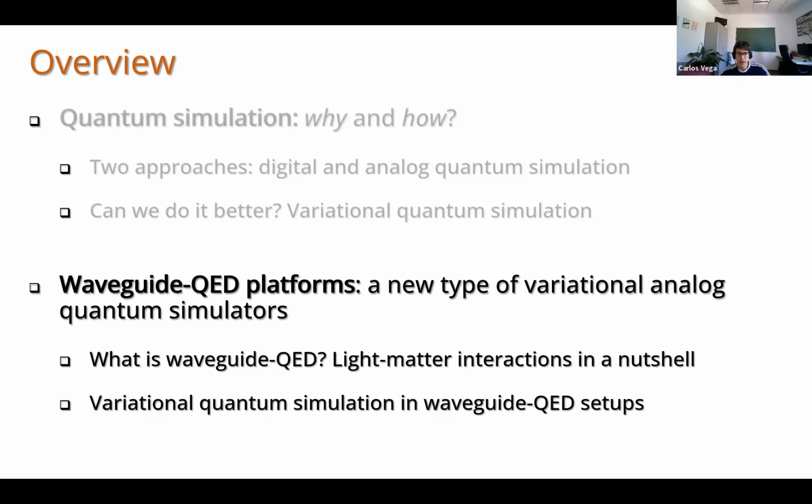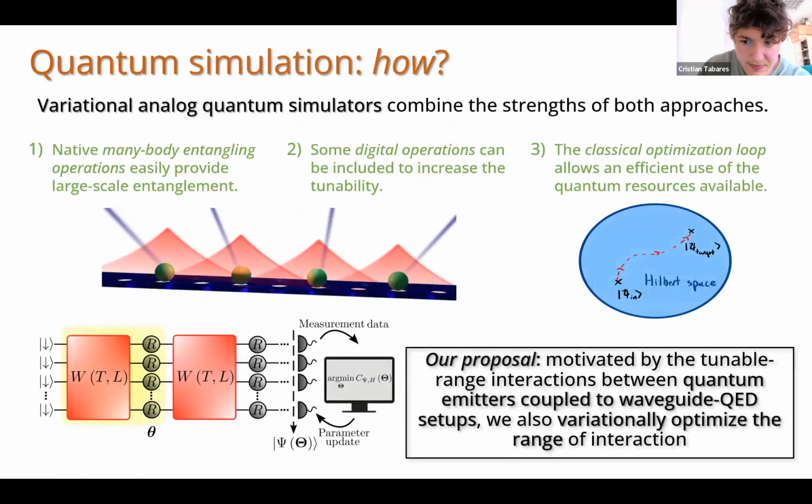With this, I have a question. Can you go back to the last slide? Yes, for sure. I was wondering about the last point you mentioned about the fact that the classical optimization loop allows an efficient use of the quantum resources available. How does this compare to a different system? I mean, I didn't grasp exactly what makes a variational analog quantum simulator special in this point. Well, that's a really good question.